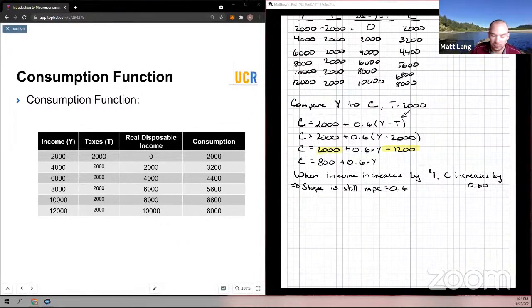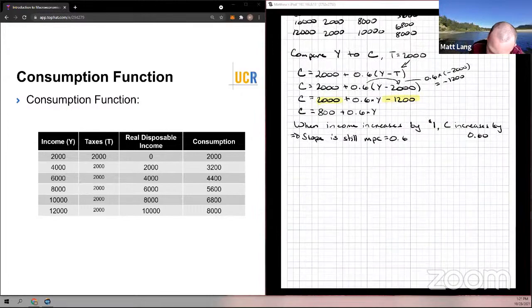Where did the 1,200 come from? What we did is we took 0.6 times y, and then we've got 0.6 times negative 2,000. So here, 0.6 times negative 2,000 is equal to negative 1,200. So we're going to bring that down and multiply that through: 0.6 times y minus 1,200. Okay, so what else do we know?